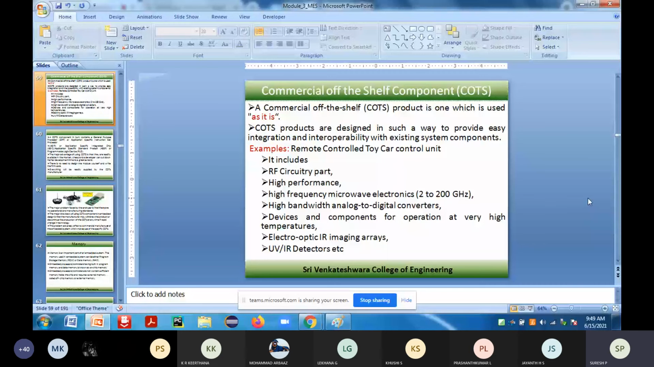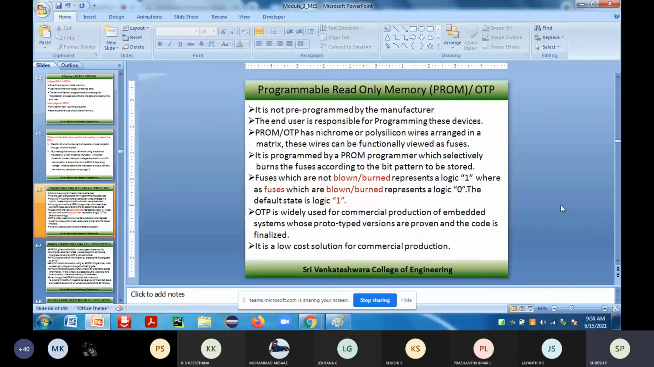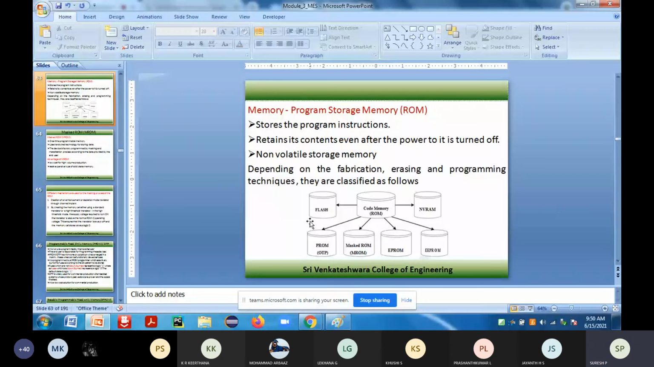Apart from what you have done, I think you have gone through flash in the memory. Flash, have you gone through? Yes or no? That's it. Yes means yes, no means no. NVRAM you have gone through? No, sir. Okay. PROM have you gone through? Yes. Masked ROM? No, sir. Masked ROM you have not gone through.